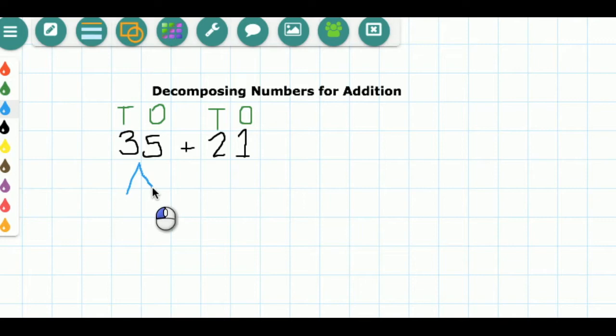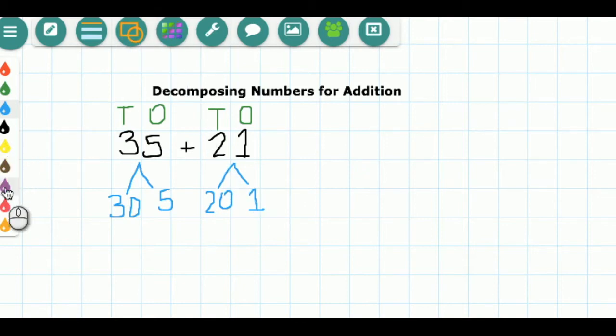1 one. Now when we're decomposing, we're going to break these same numbers into different values that equal the same thing. So for 35, we could see it as 30, which is 3 tens, and 5 ones. Those are their values, and together they still equal 35. For 21, we're going to do the same thing. We're going to break it into 20 and 1. Together, those add up to the same value of 21.